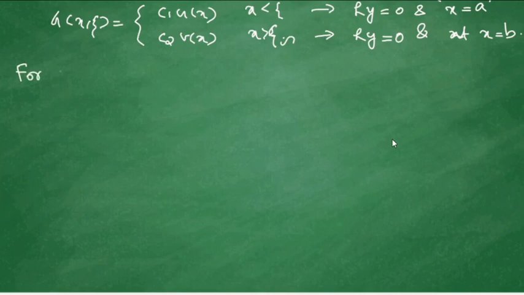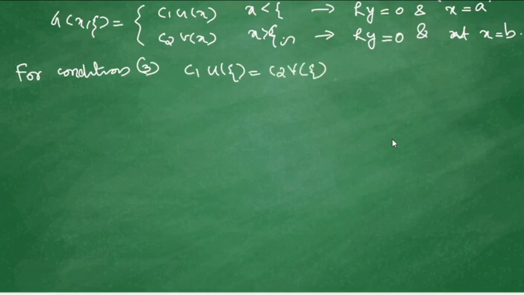So for condition 3, we have this must satisfy the condition C1 into u of theta must be equal to C2 into v of theta, or we can write it as C2 v of theta minus C1 into u at theta must be equal to 0.